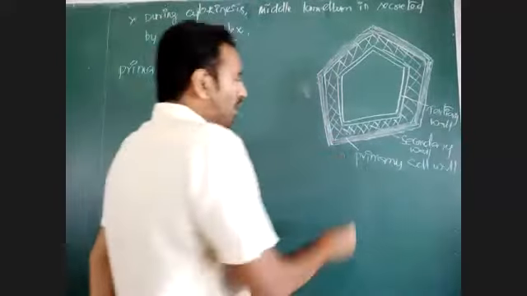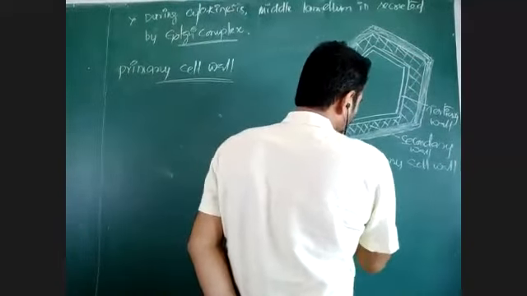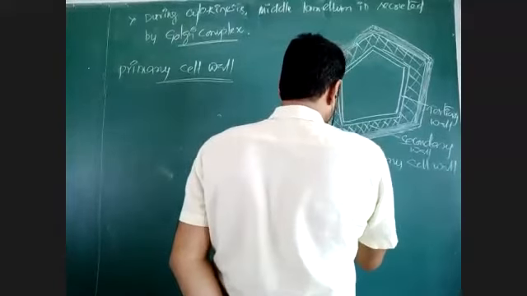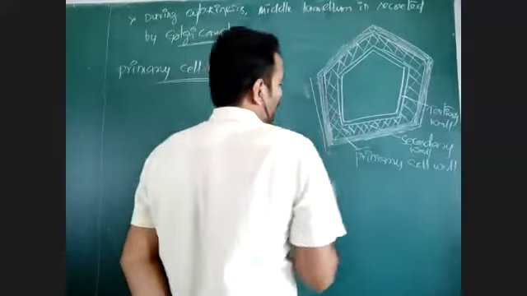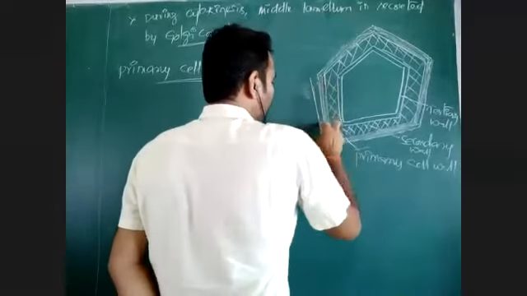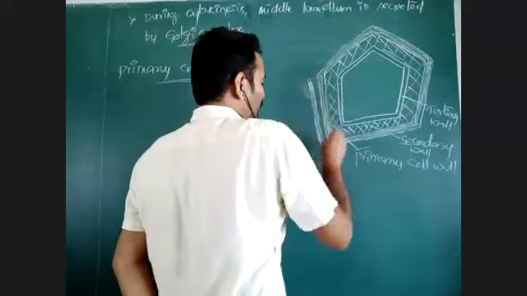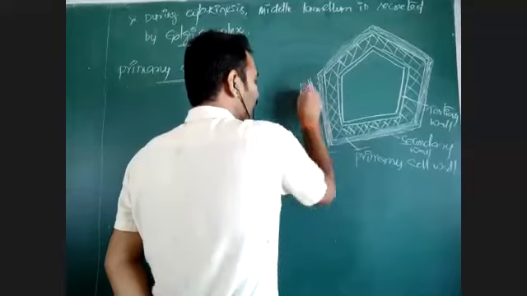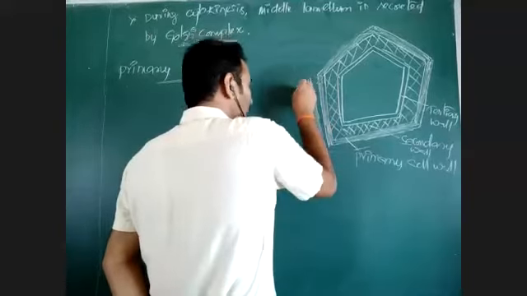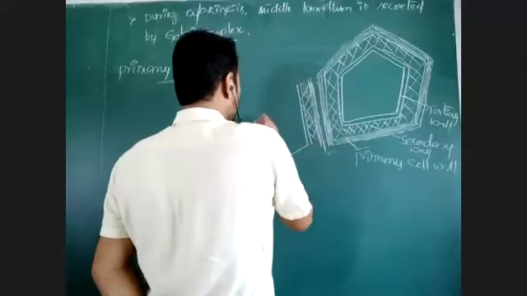Outside this, what is present? This is the next cell. The next cell has one primary wall, secondary wall, tertiary wall, and the cell will be inside.